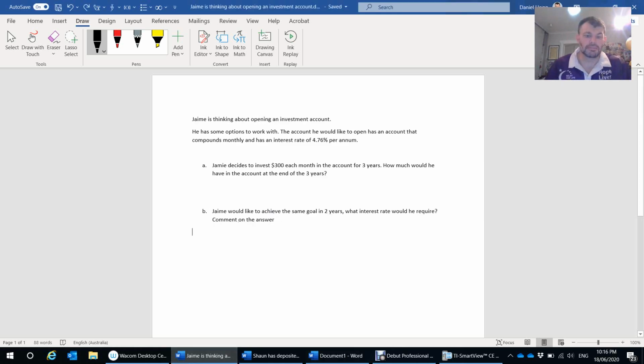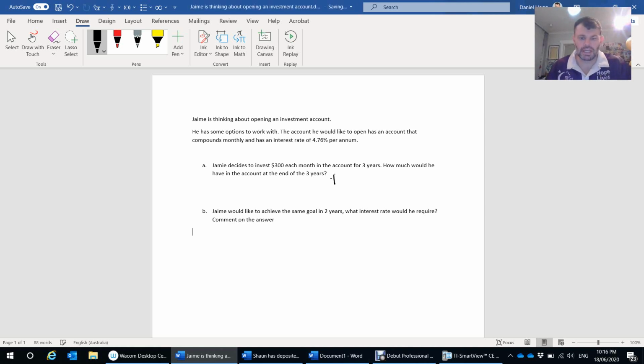So we've got this first one here. Jamie is thinking about opening an investment account. He has some options to work with. Okay, so here we go. The account he would like to open compounds monthly and has an interest rate of 4.76% per annum. Jamie decides to invest $300 each month in the account for 3 years. How much would he have in the account at the end of the 3 years?